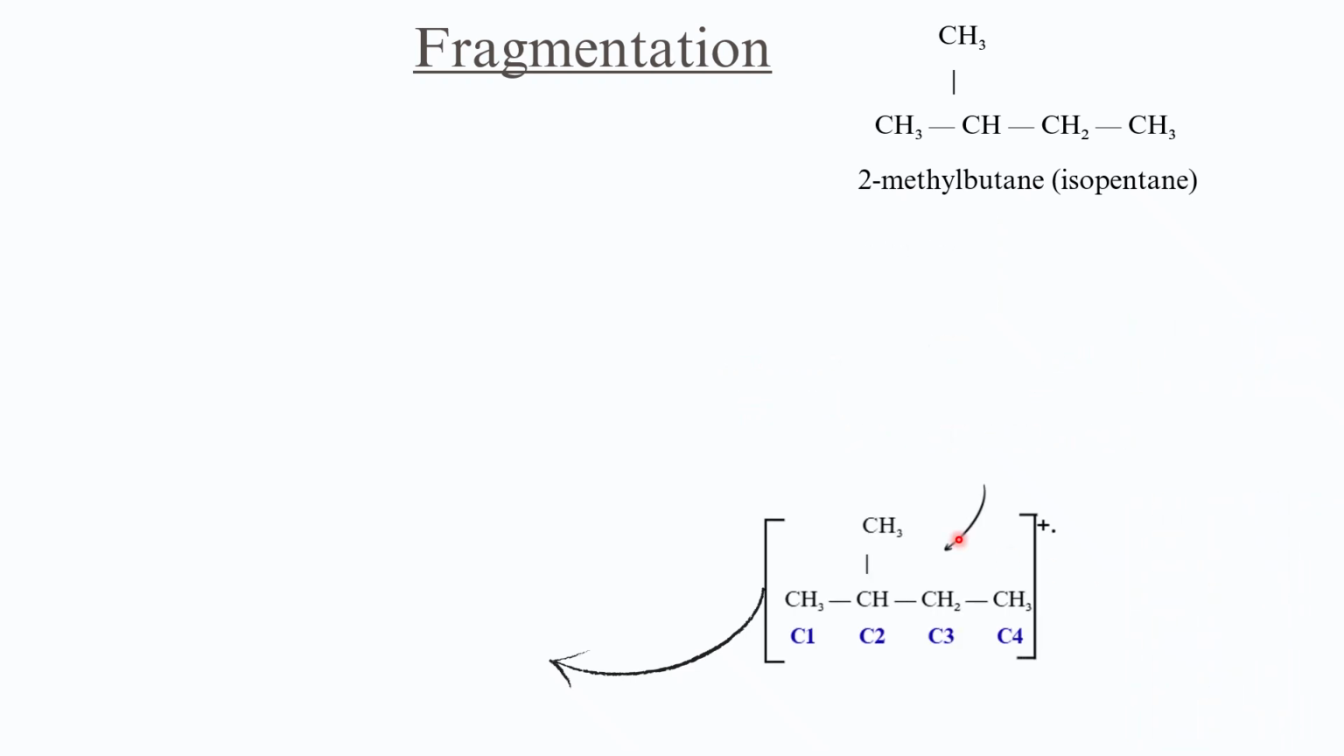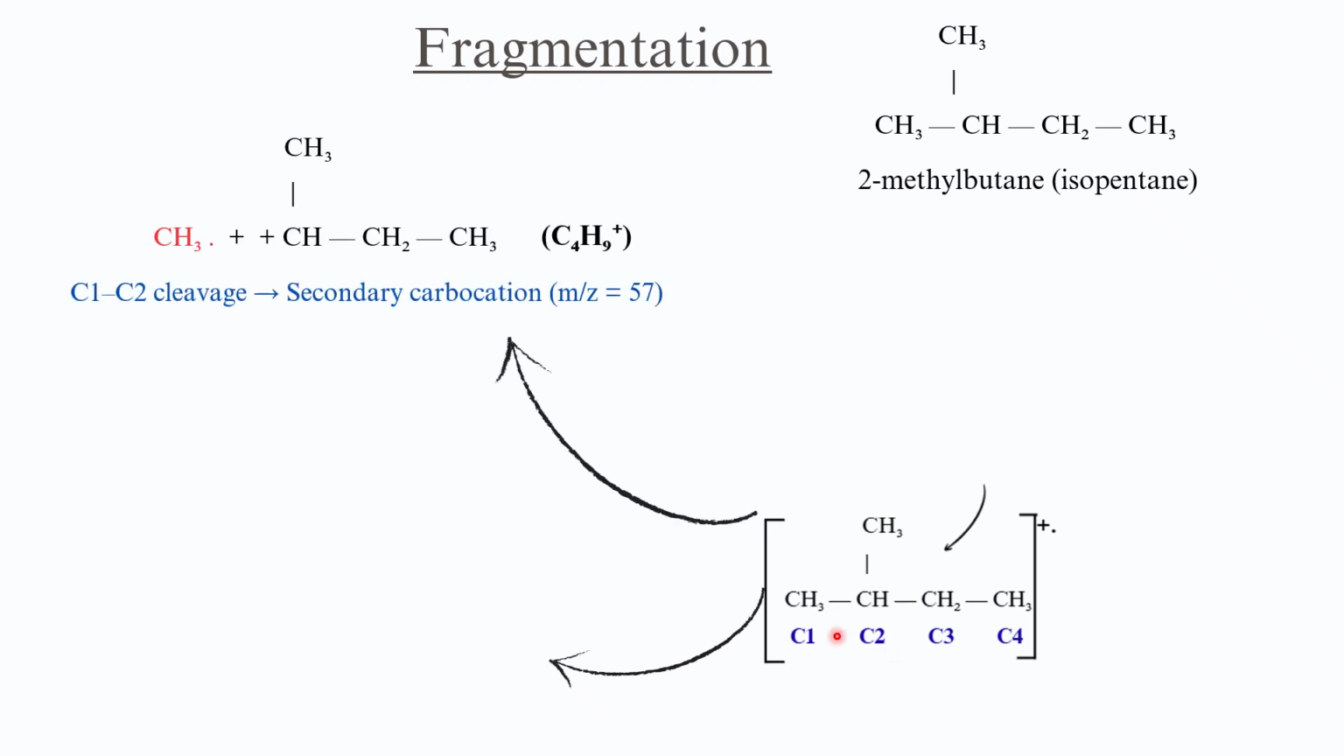Now, once we are done with the formation of the radical cation, in order to explain better where the bond will break, I have marked the carbons as carbon 1, carbon 2, carbon 3, carbon 4, and so on. Okay. So now the first option is that the carbon 1 and carbon 2 bond will break. If I break the carbon 1 and carbon 2 bond, I will have one radical and another will be my radical cation.